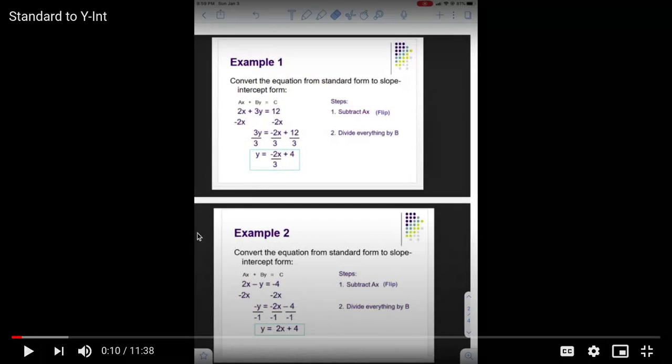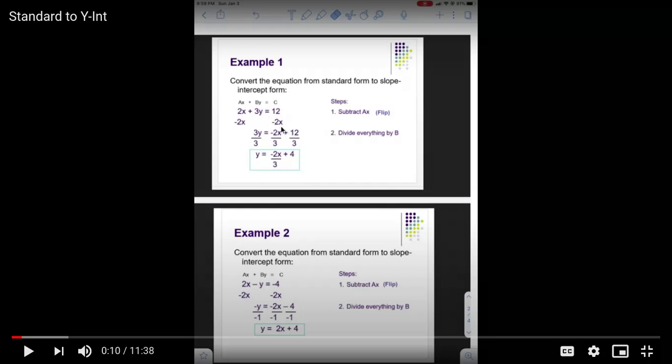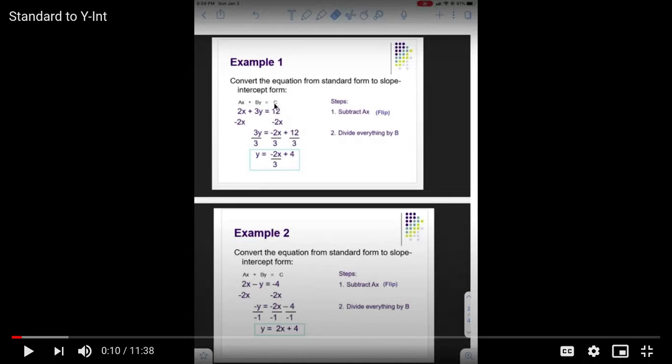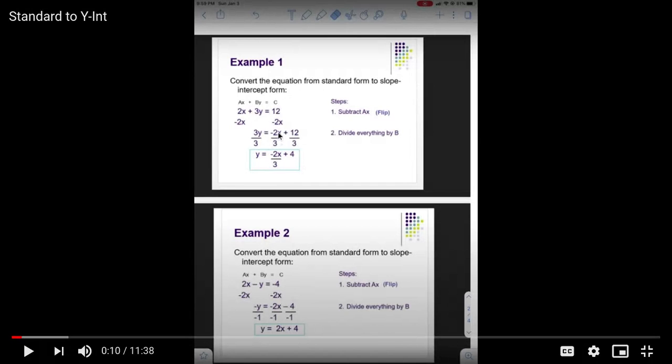So here we have two example problems. You can see I have 2x plus 3y is equal to 12. The first step is to subtract my x term. So here I subtract 2x from both sides. That will leave me with just 3y over here because these will cancel out. And since this 12 does not have an x on it, we can't do any combining like terms. So we just leave this over here as a negative 2x.